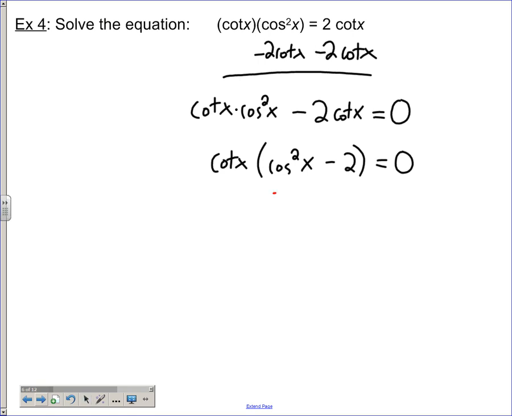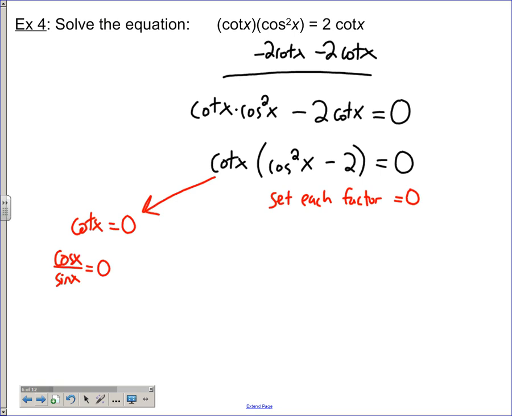All right, so we're going to set each factor equal to 0. So the first one we get is cotangent x equals 0. So this is true since cosine of x over sine of x would have to be 0. That means that it has to be 0 over 1, or 0 over negative 1. All right, so the period of cotangent, just like tangent, is pi.